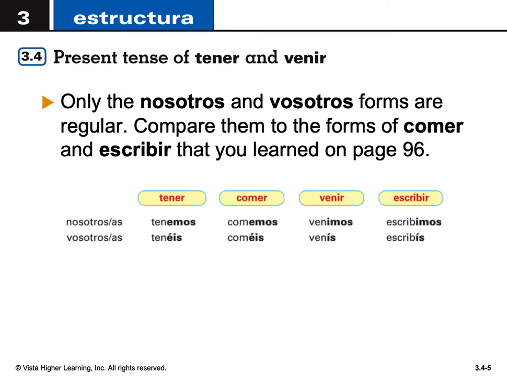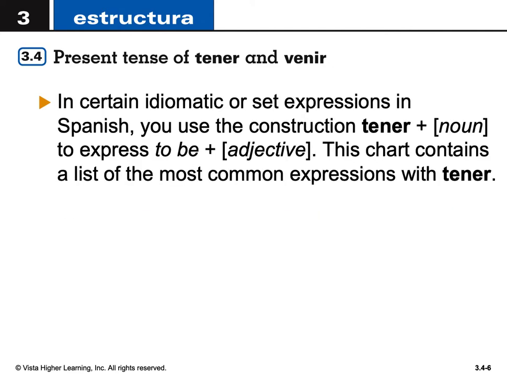Only the nosotros and vosotros forms are regular. Compare them to the forms of comer and escribir that you learned on page 96. So tener, tenemos, tenéis. Comer, comemos, coméis. Venir, venimos, venís. Escribir, escribimos, escribís.